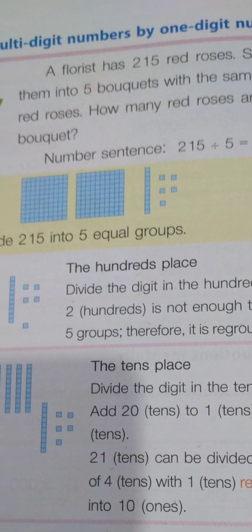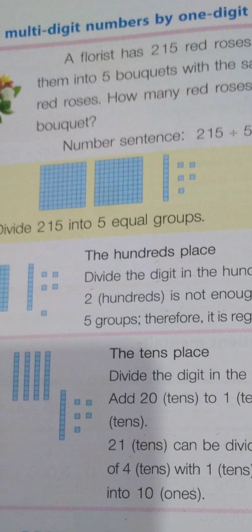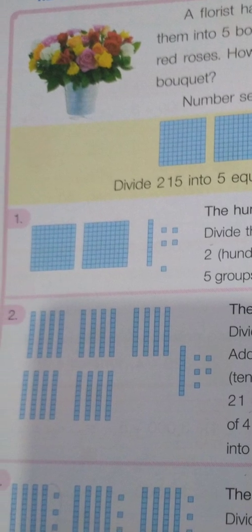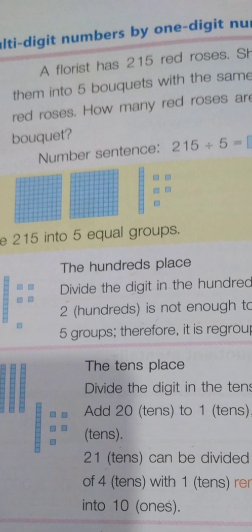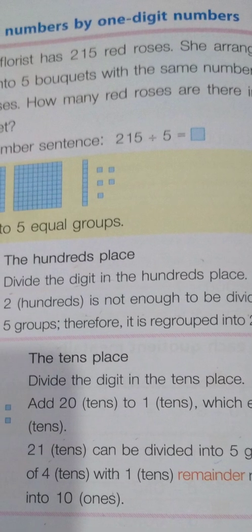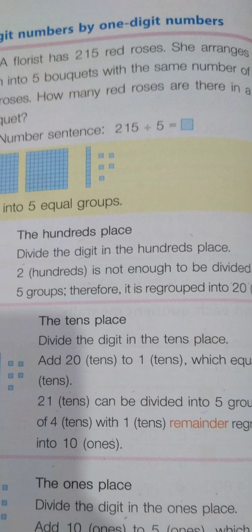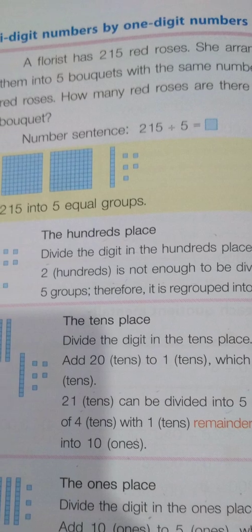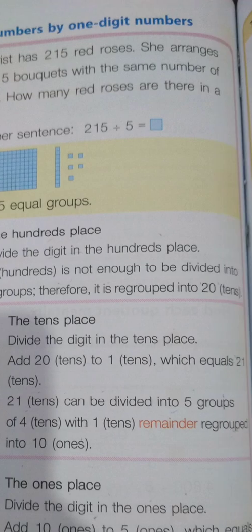Number sentence. 215 divided by 5 is equal to blank. So divide 215 into 5 equal groups. In 215, the hundreds place: divide the digit in the hundreds place. Two hundreds is not enough to be divided into 5 groups. Therefore, it is regrouped into 20 tens.